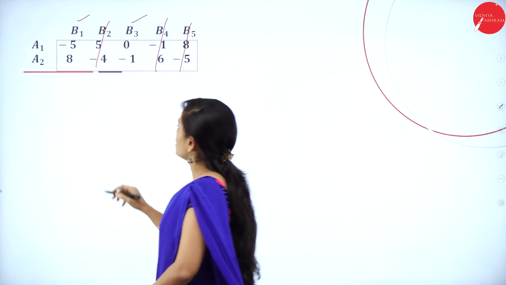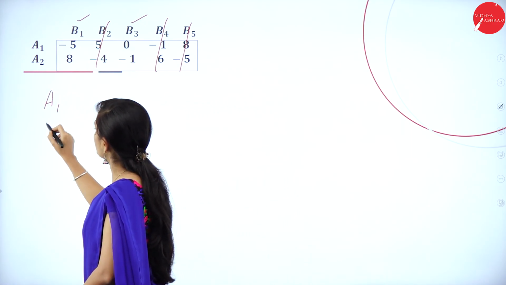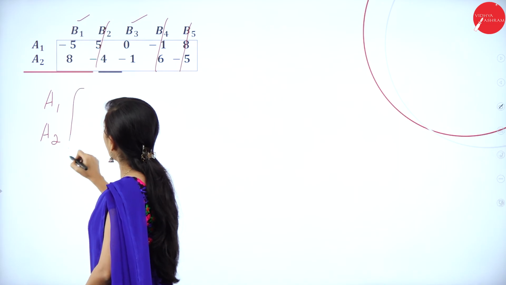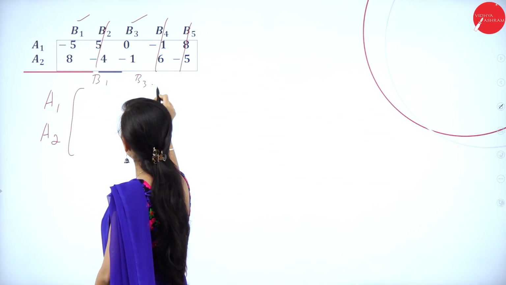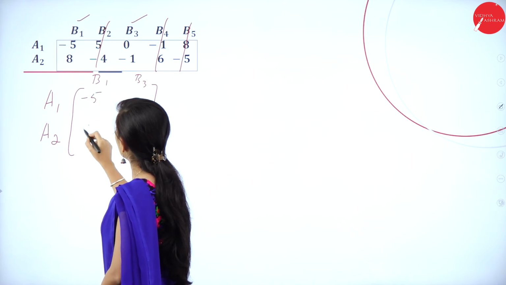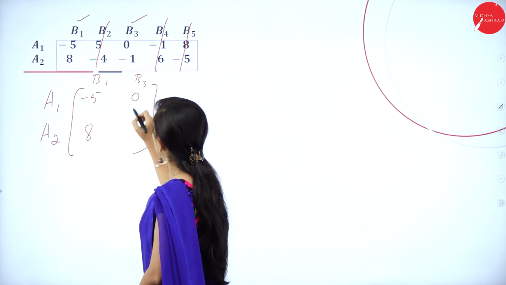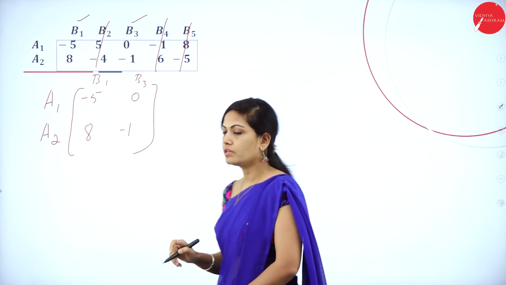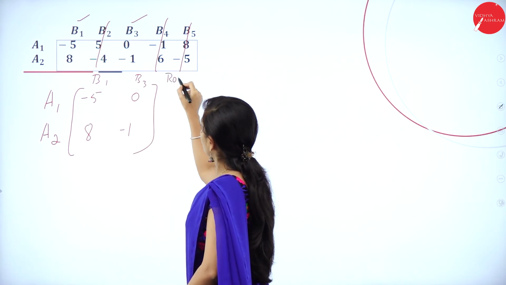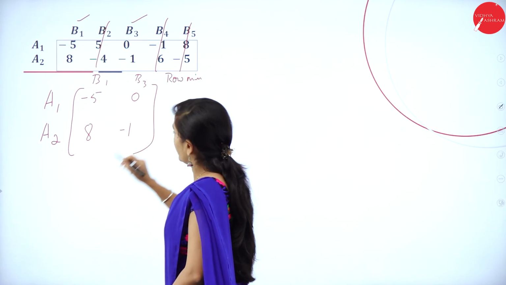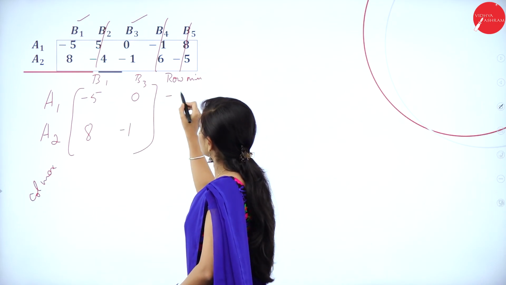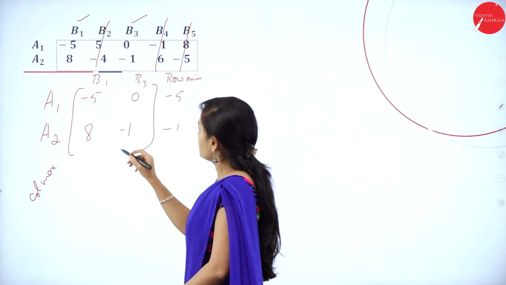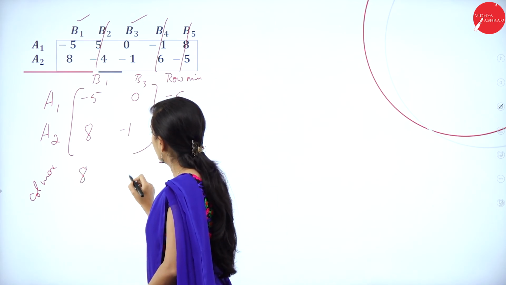So now I can find the optimal solution for player A and player B. It is B1 and B3. So B1 is minus 5, 8. B3 is 0 and minus 1. So again, now find the row minima and column maxima. The minimum values are minus 5 and minus 1. Maximum values are 8 and 0.